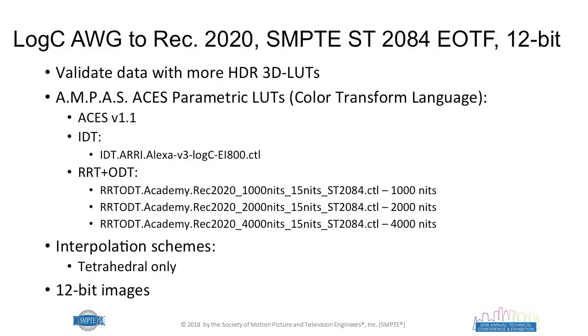Now, we try this approach again with more 3D-LUTs, this time parametric 3D-LUTs that were provided by the Academy of Motion Picture Arts and Sciences from the ACES version 1.1. So the IDT was going from LogC to ACES, and the RRT and ODT were going from ACES to Rec 2020 PQ. We tried all of them. This time we limited ourselves to tetrahedral because we have shown that it beats all other interpolations, really every time, and we're in 12-bit again.